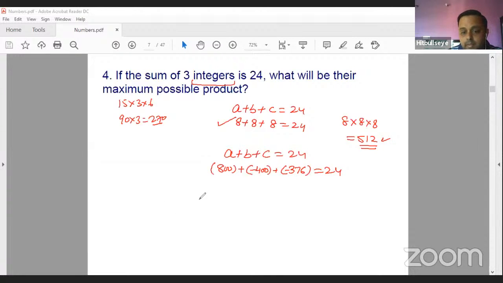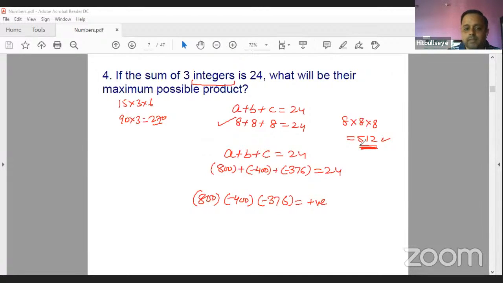But in this case, the product is very large. It is 800 multiplied by minus 400 multiplied by minus 376. Since I have taken two negative integers, the end product will be a positive number. So this will be a positive number, but very large as compared to 512.